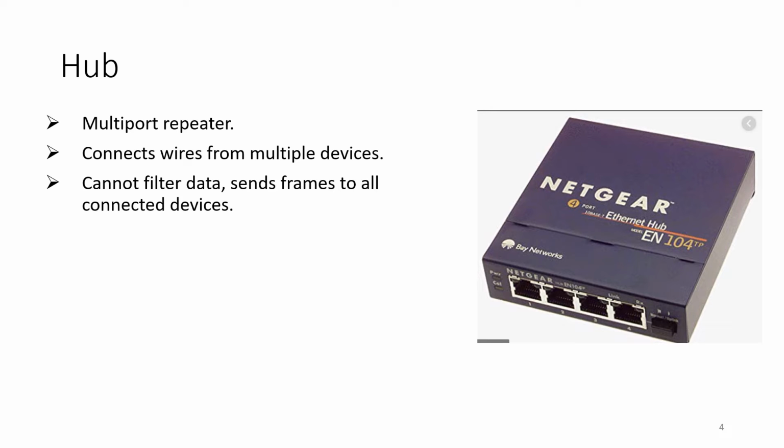Let's assume data is coming in on this port. It will just distribute that data to all other ports. So there is no filtering happening in the hub. It is similar to a repeater.